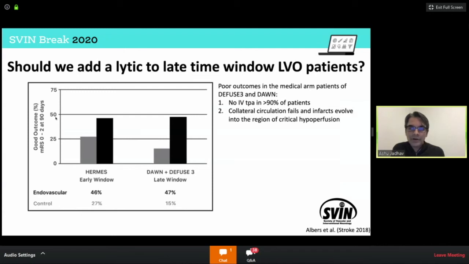So on one hand, you could argue there's no real additional advantage of lytics. We really don't need additional lytics. We've got thrombectomy, which works very well.